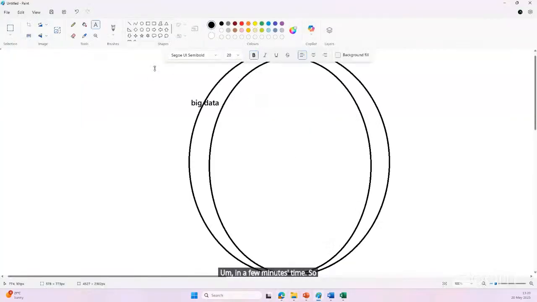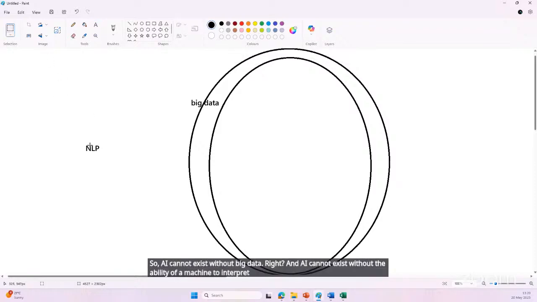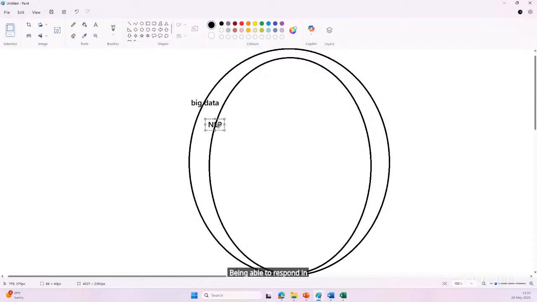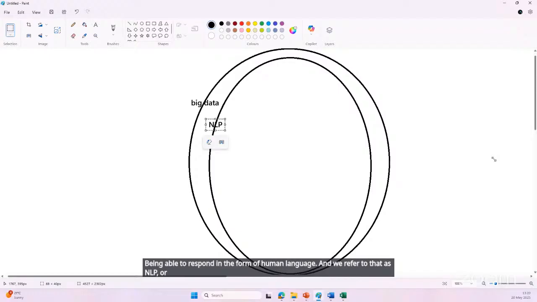So where do we end up? AI cannot exist without big data, right? And AI cannot exist without the ability of a machine to interpret and understand human language, and of course, being able to respond in the form of human language. We refer to that as NLP, or natural language processing.